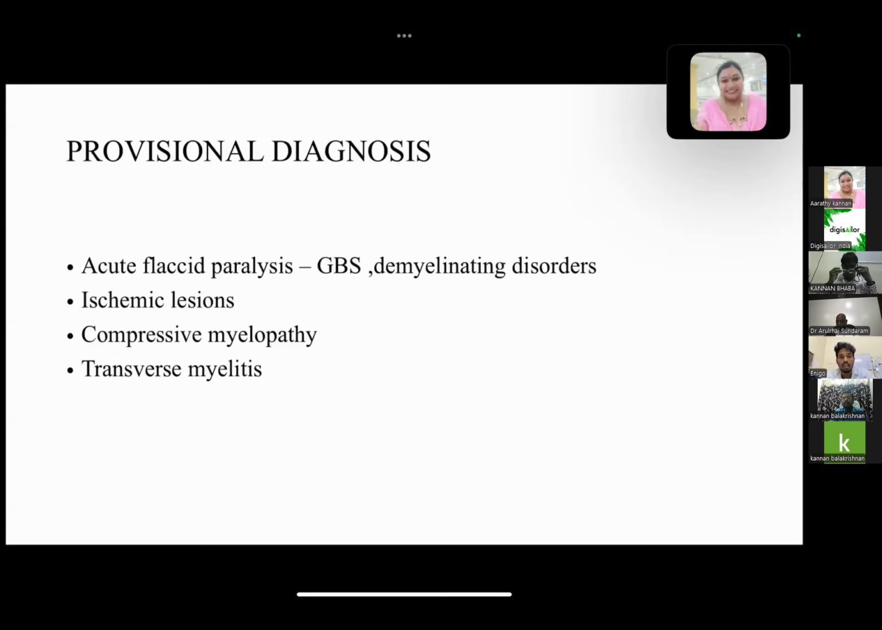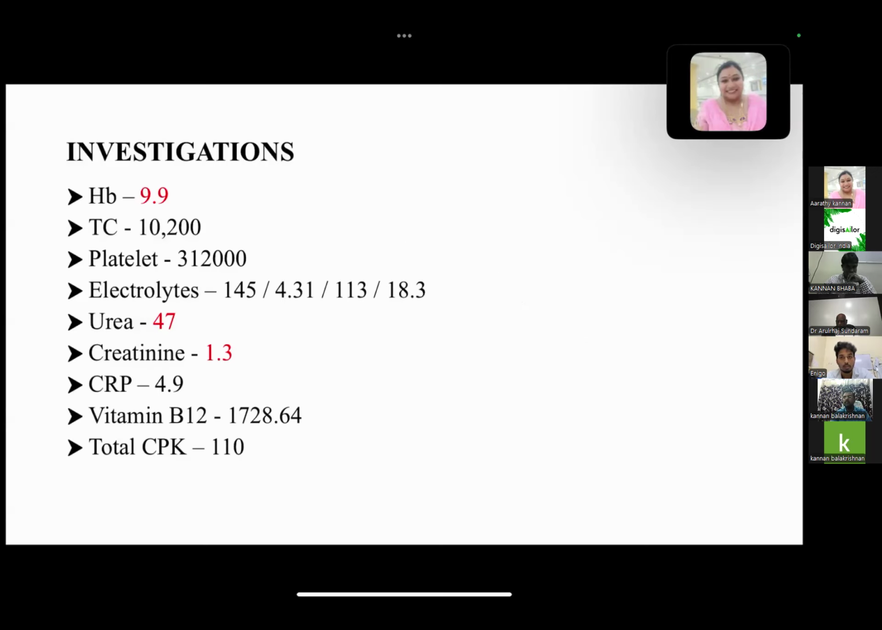So the provisional diagnosis was made as Guillain-Barré syndrome and demyelinating disorders, and it may be ischemic lesion, compressive myelopathy, and transverse myelitis. So blood investigations were done. The patient had a HB level of 9.9. Electrolytes were normal. Sodium was 145 and potassium was 4.31. The urea level was slightly elevated. It was 47 and creatinine was 1.3.